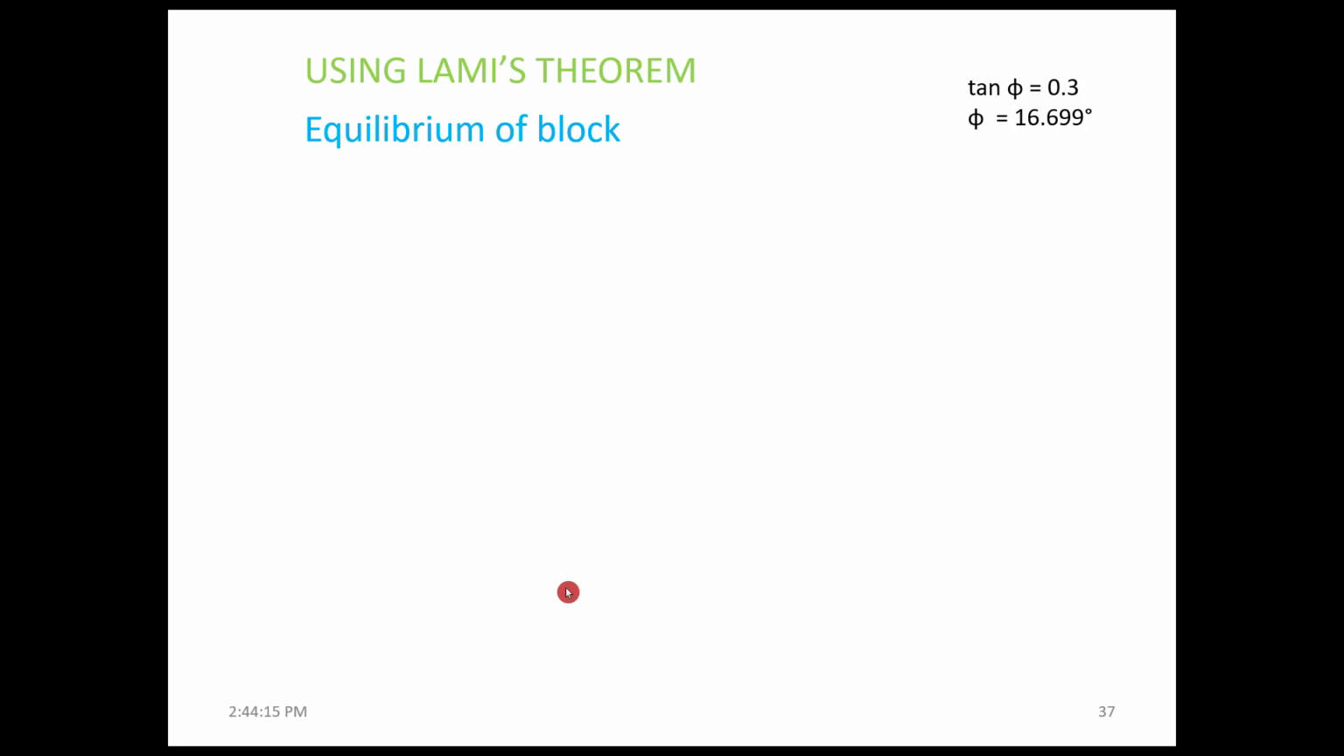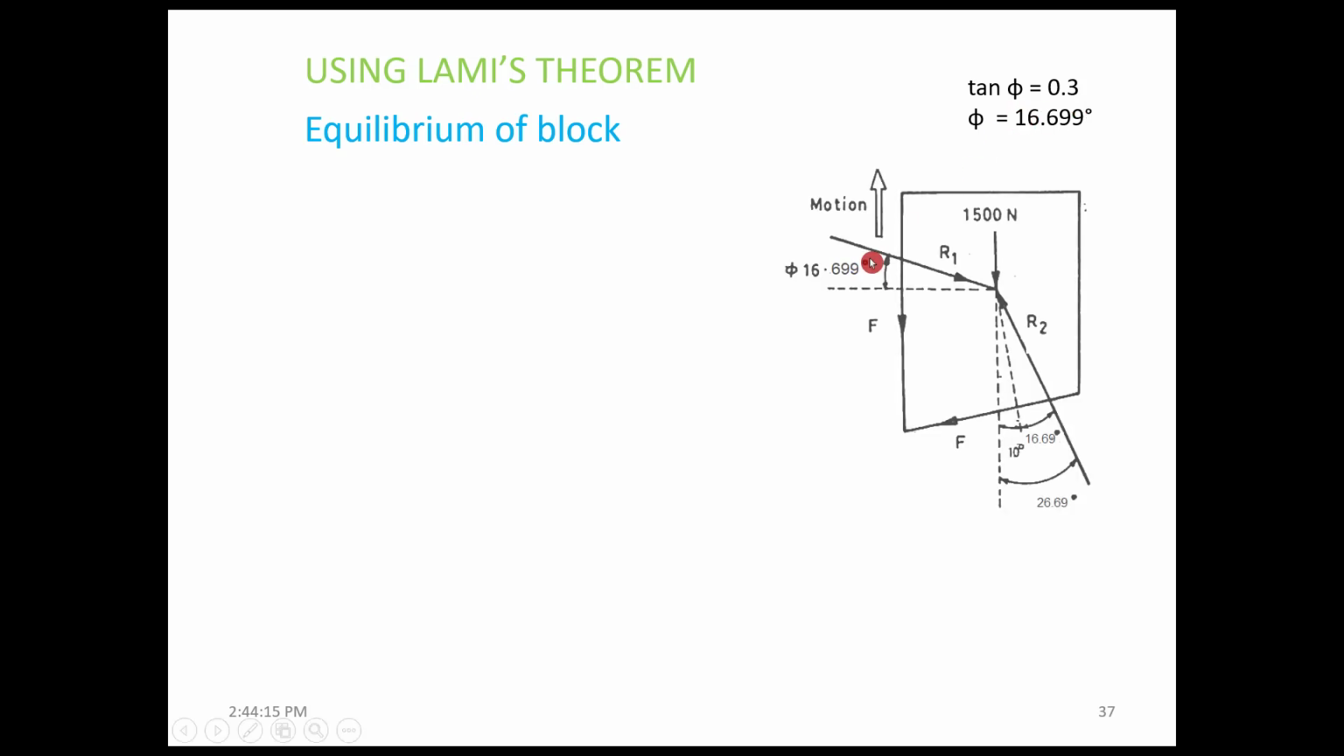For that, we have to consider the equilibrium of the block, and we know that tan phi is equal to 0.3, based on the previous derivation for the coefficient of friction. For that value, 0.3 equal to tan phi, we have phi equal to 16.699 degrees.